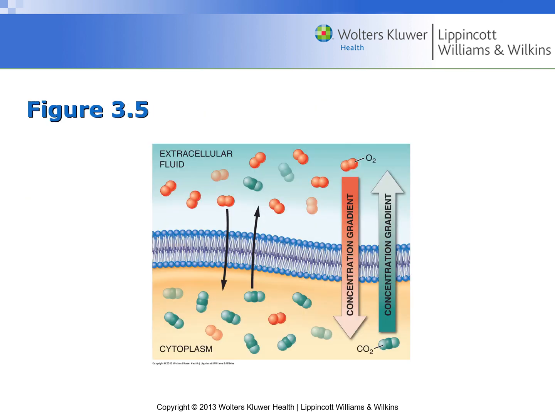Figure 3.5 illustrates diffusion. It is a passive transport mechanism in which atoms or molecules move across the plasma membrane from an area of high concentration to an area of lower concentration. This is shown in the diffusion of oxygen into the cell and carbon dioxide out of the cell along their concentration gradients.